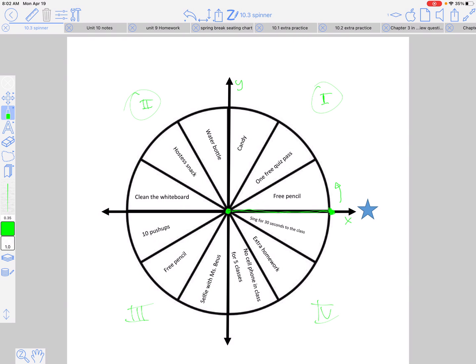So the smallest amount, if we're spinning this way, and she lands right on this line, she's going to win clean the whiteboard, and she'll have to clean the whiteboard, right? If she goes in a little farther, yeah, she'll have to clean the whiteboard, but that's not the smallest amount of degrees, right? So hitting right on the line is the smallest amount of degrees she can get and still win. So our job right now is to figure out how many degrees that is. So I want you to think about that and see if you can figure it out. How many degrees is that?